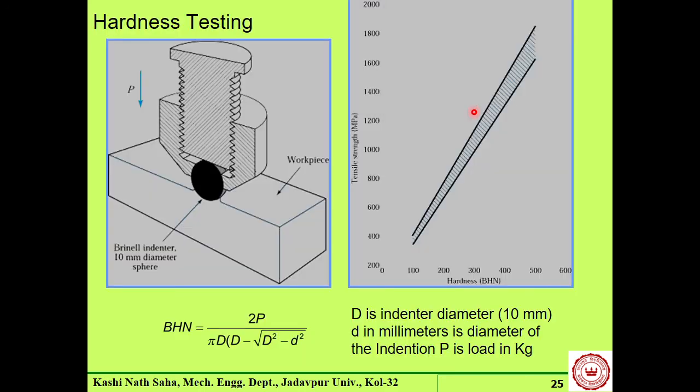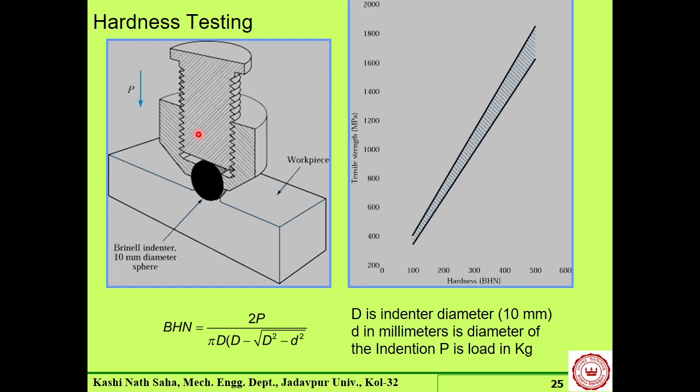Then hardness testing is there. Different types of hardness testing are there. In Brinell hardness testing, a spherical ball is used. There is Rockwell hardness testing also, where some pyramid form of indenter is used. Then there are different scales, etc., etc. This spherical ball diameter can be different as well.